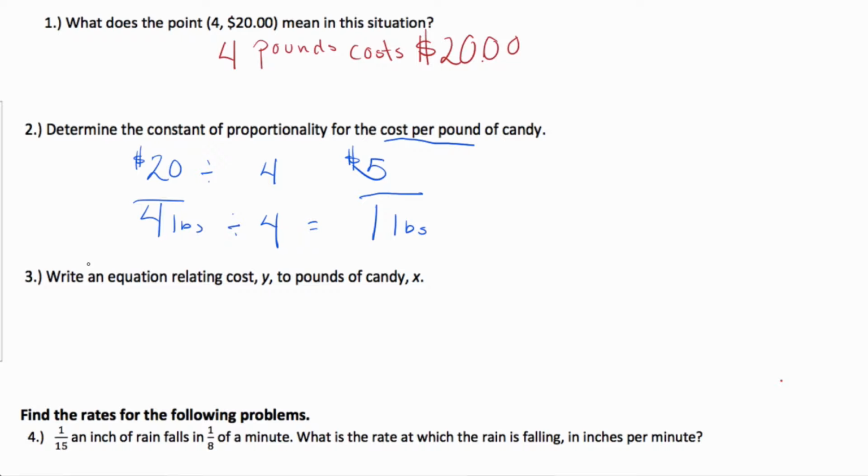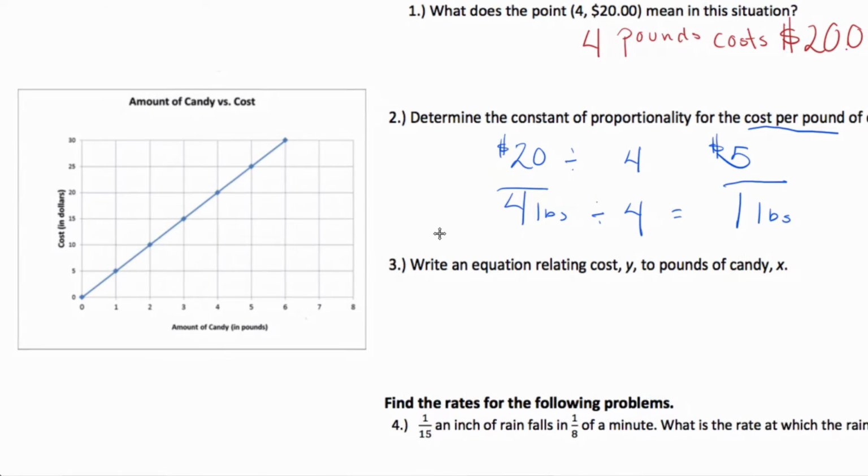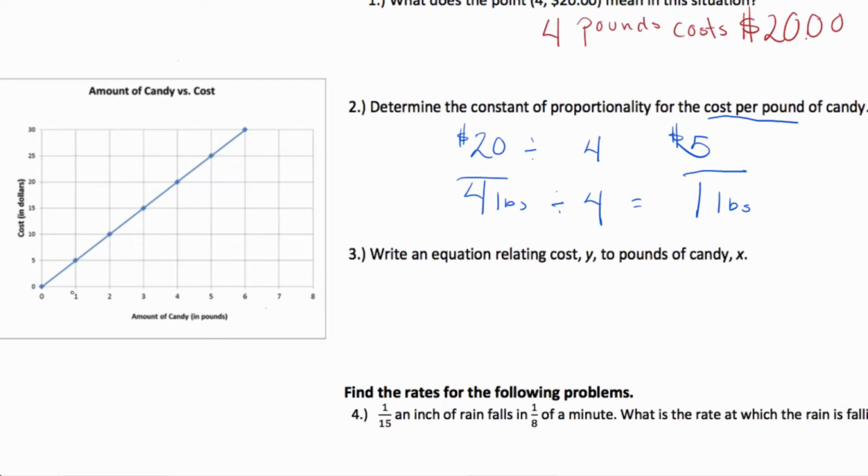of candy. I could also look right over here. I put the graph over here so we could take a peek at it, and I could look at the unit rate on the graph, right? It says here, each pound, or 1 pound, costs $5. So I can see it on the graph as well.